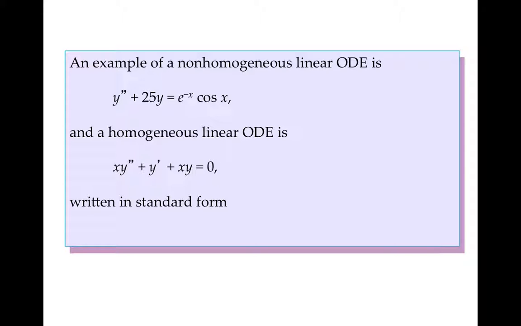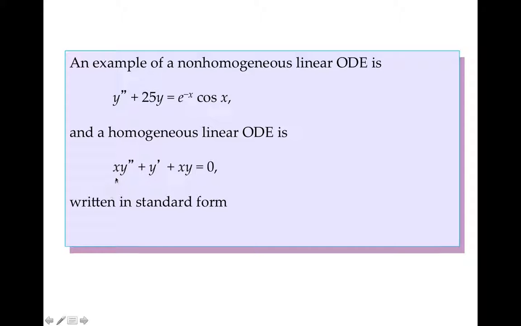So here are some examples. Here's an example of a non-homogeneous or inhomogeneous ordinary differential equation, second order, so we have a second derivative term. And then notice that the y and its derivatives equation is set equal to this e to the minus x cosine of x. This term is what makes the equation non-homogeneous or inhomogeneous.